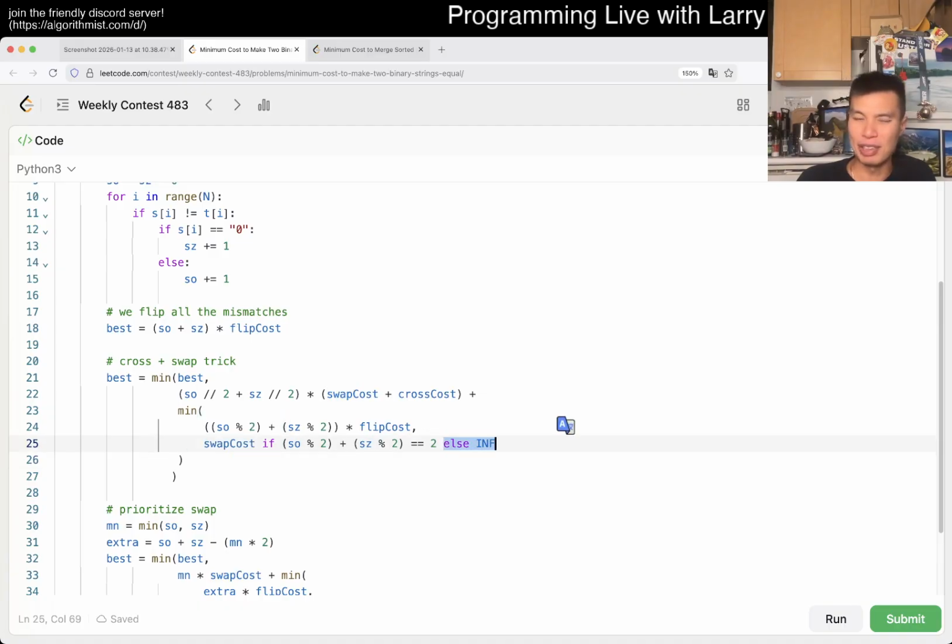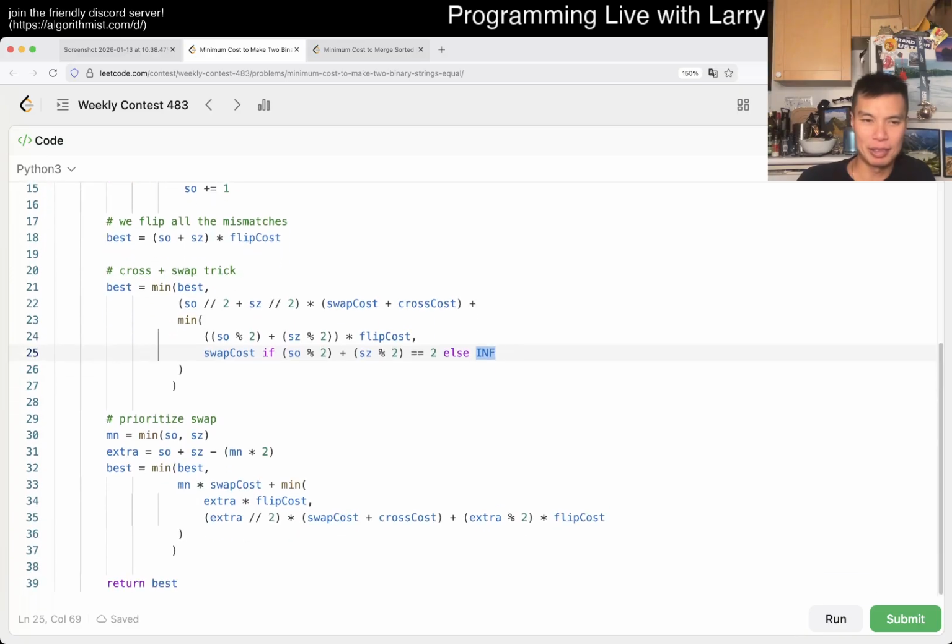Otherwise it's infinity, because I mean, you could do a swap and then a flip or something, but then you just do a flip. So I just don't even want to, it's not necessary. So I don't think about it and give it infinity.